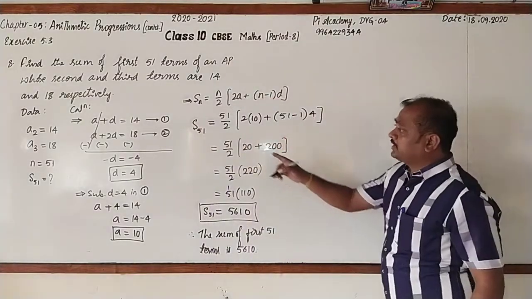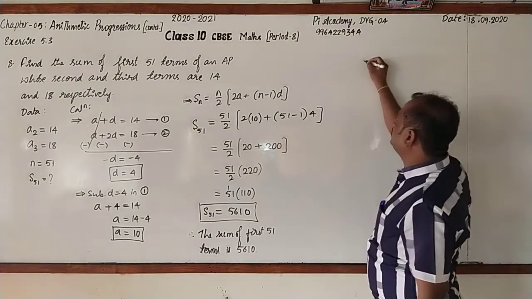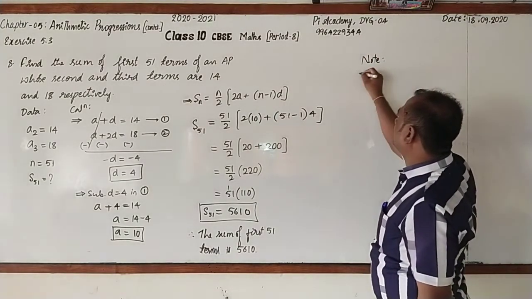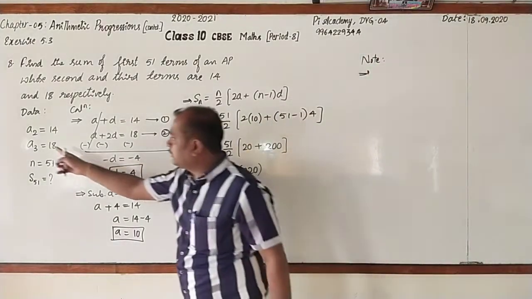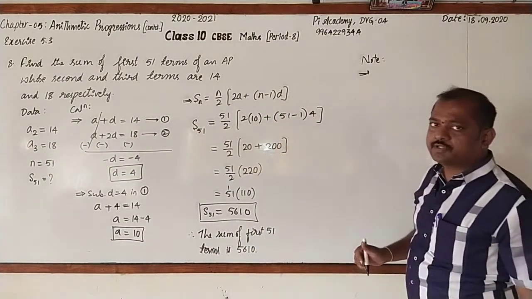This, as I told you, a and d can also be found out in another way. Just for your reference I am writing. They have given the consecutive terms, a2 and a3. What is the difference of consecutive terms?